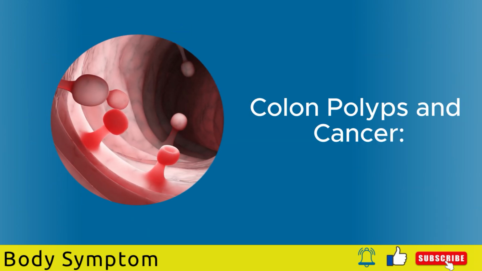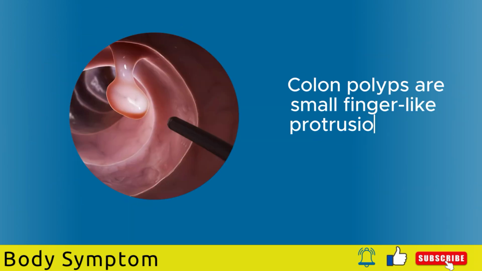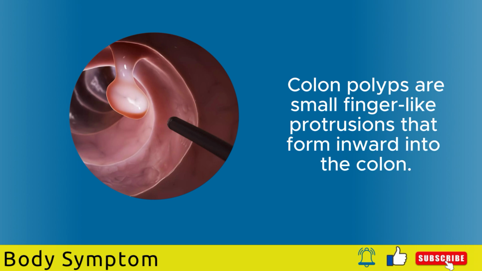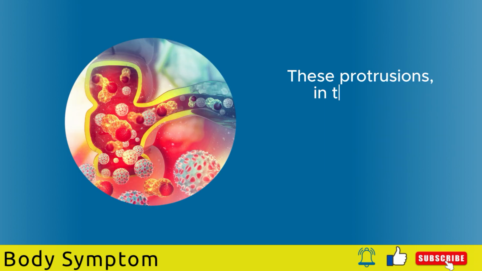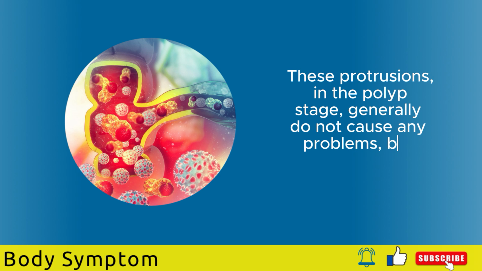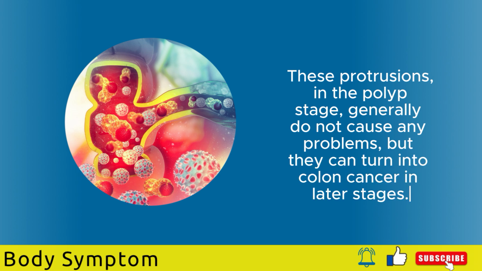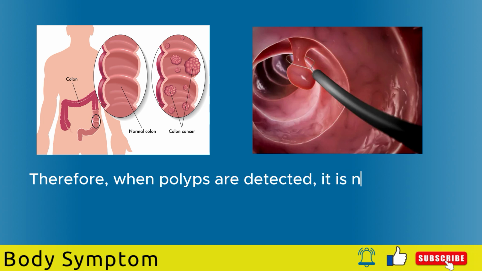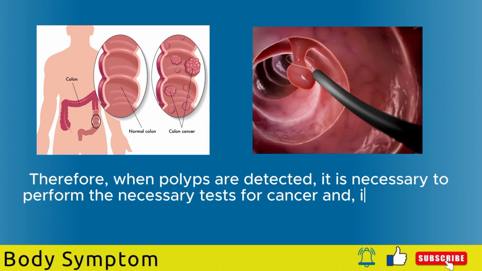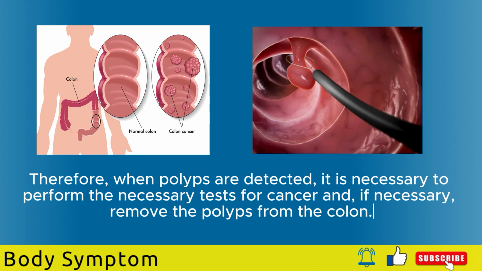Colon polyps and cancer. Colon polyps are small finger-like protrusions that form inward into the colon. These protrusions, in the polyp stage, generally do not cause any problems, but they can turn into colon cancer in later stages. Therefore, when polyps are detected, it is necessary to perform the necessary tests for cancer and, if necessary, remove the polyps from the colon.